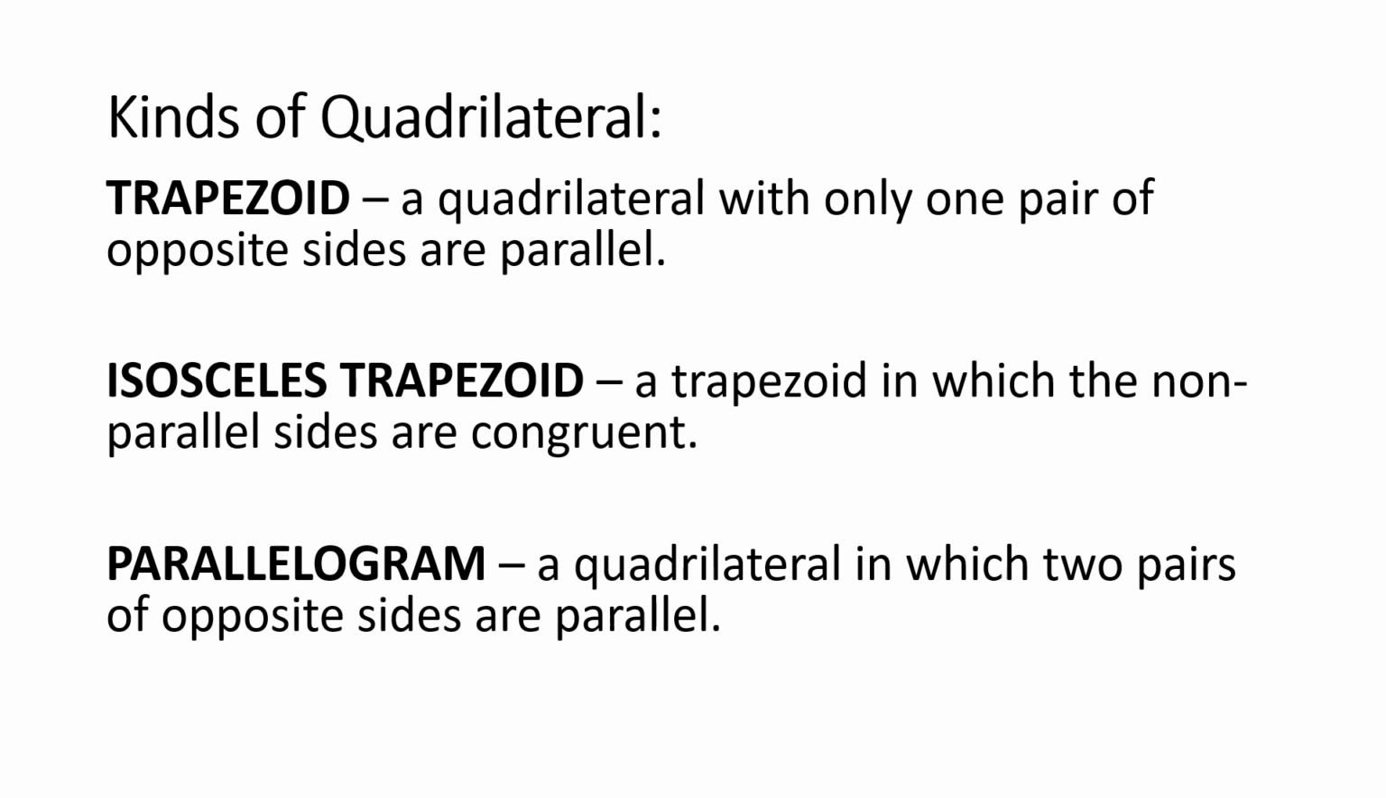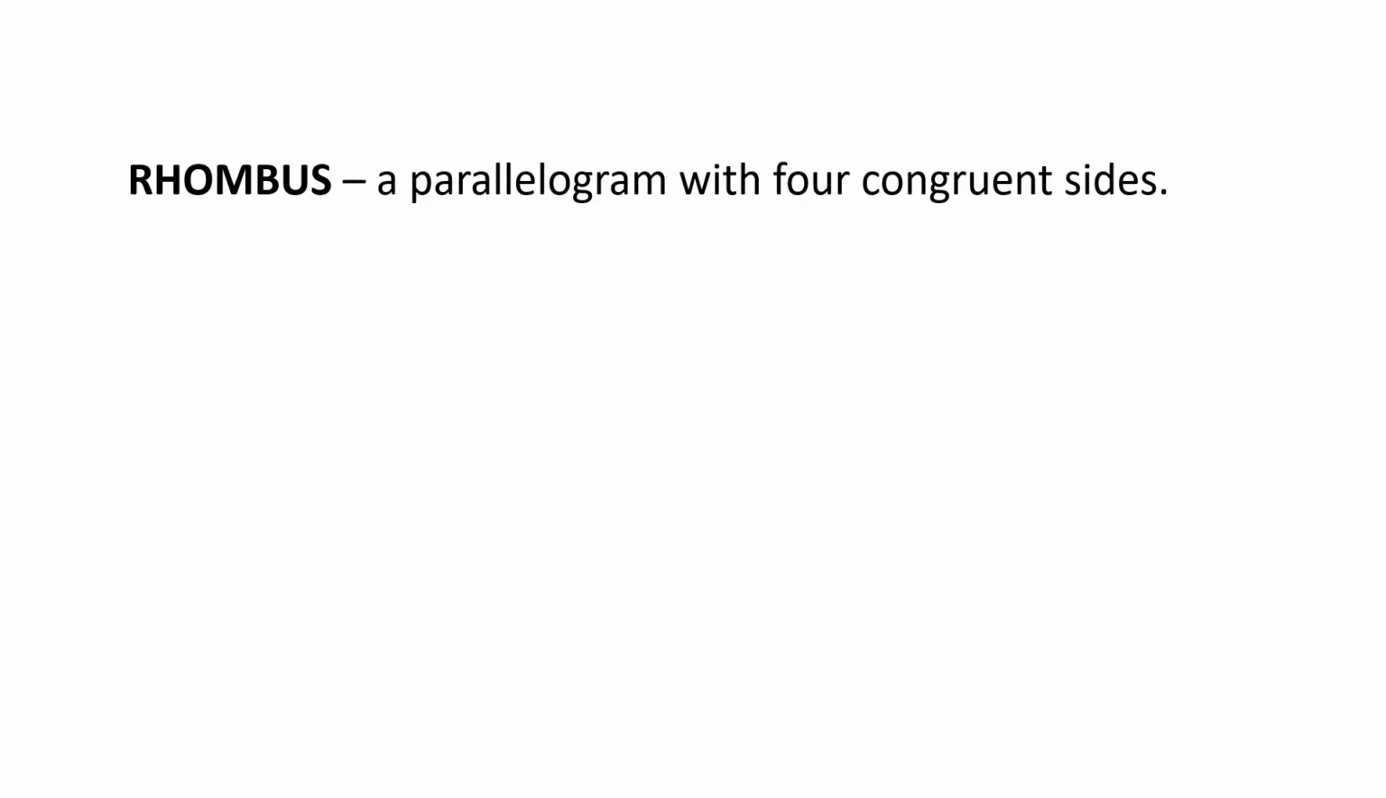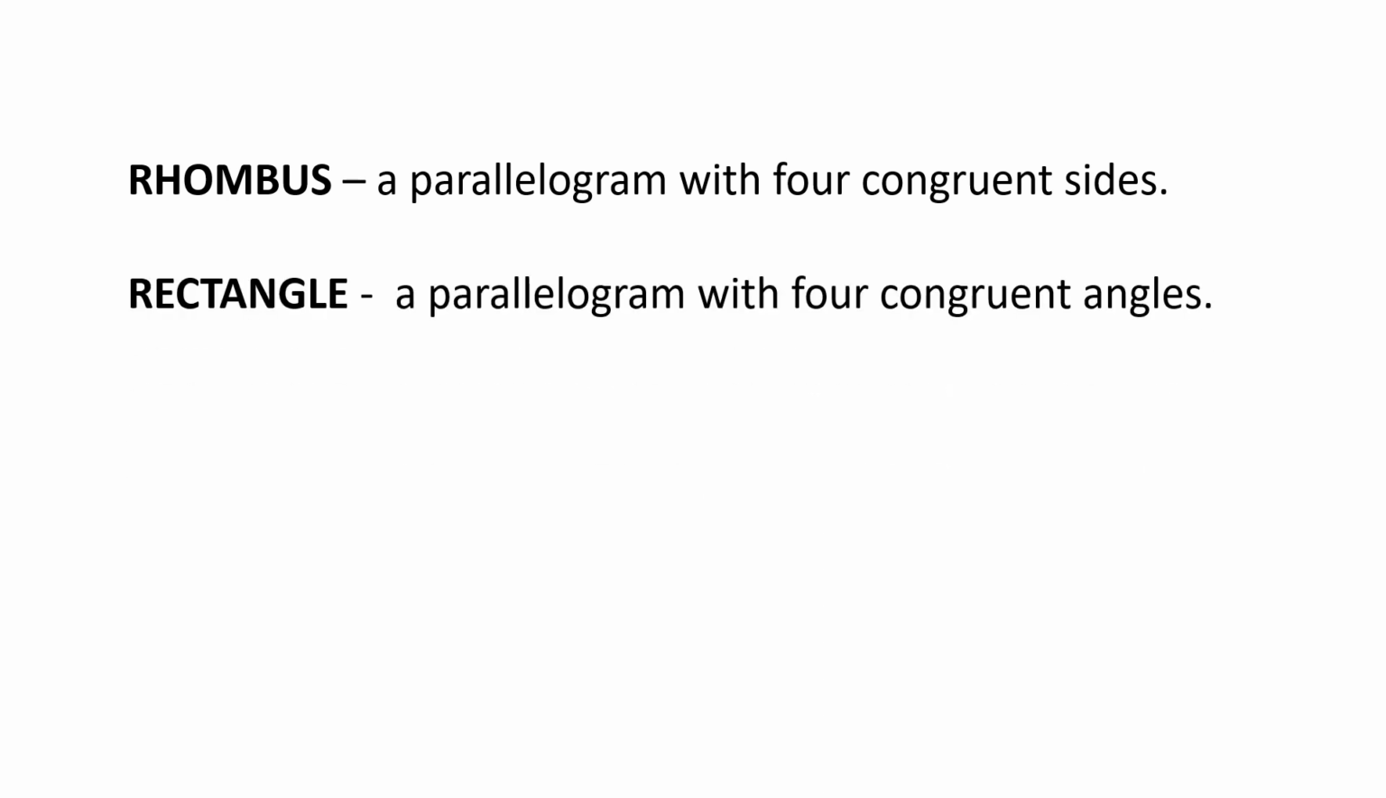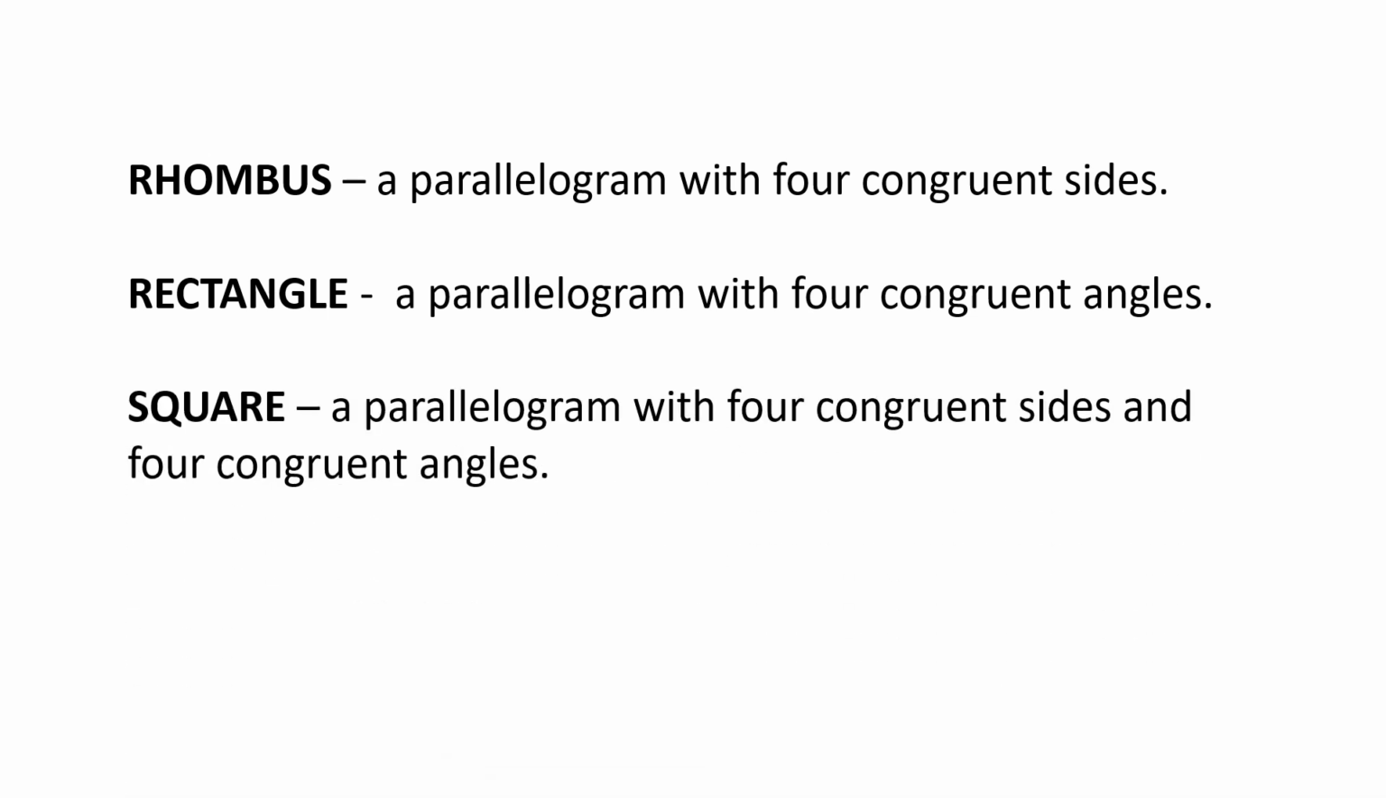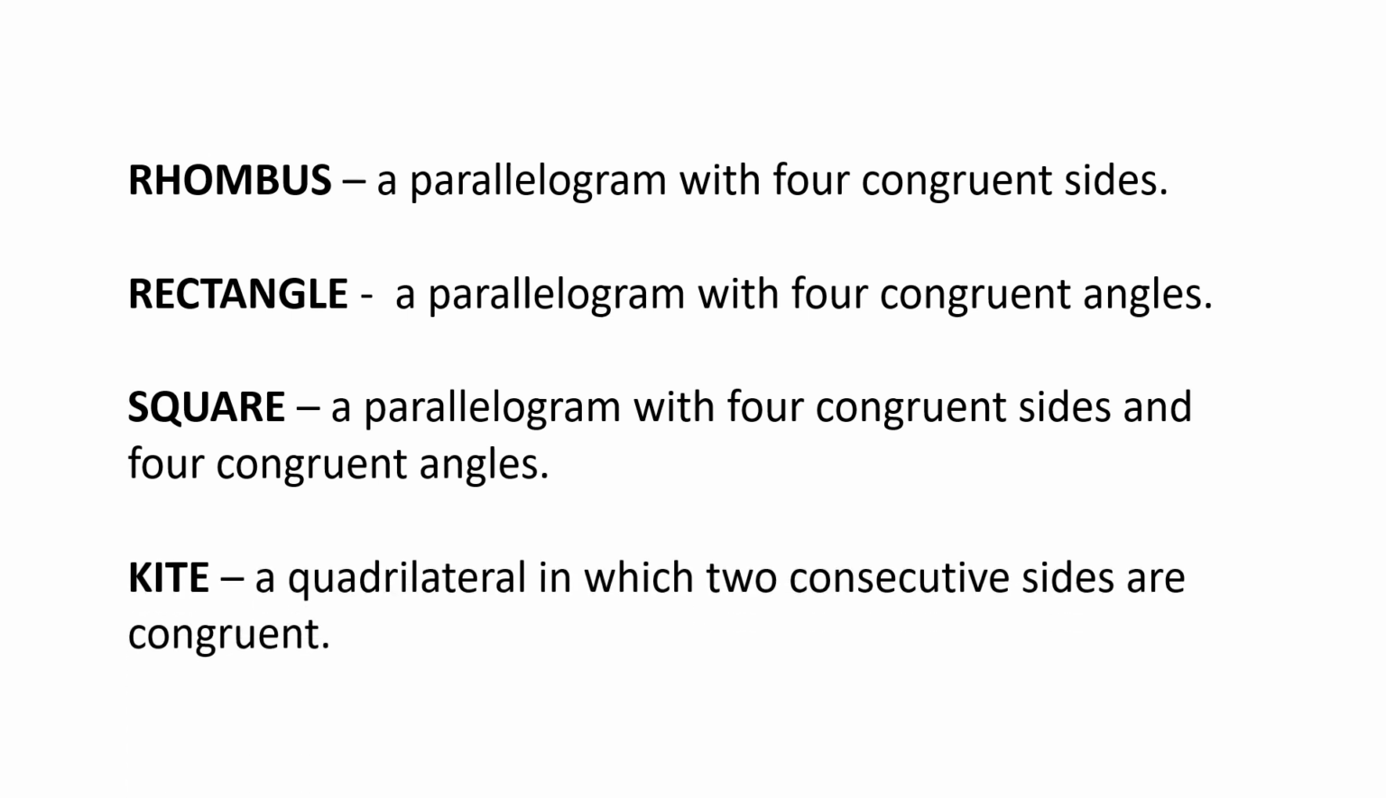Rhombus, a parallelogram with 4 congruent sides. Rectangle, a parallelogram with 4 congruent angles. Square, a parallelogram with 4 congruent sides and 4 congruent angles. Kite, a quadrilateral in which 2 consecutive sides are congruent.